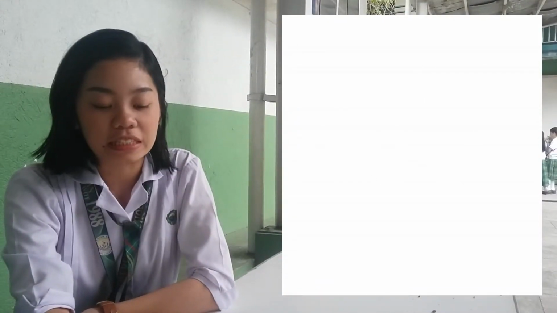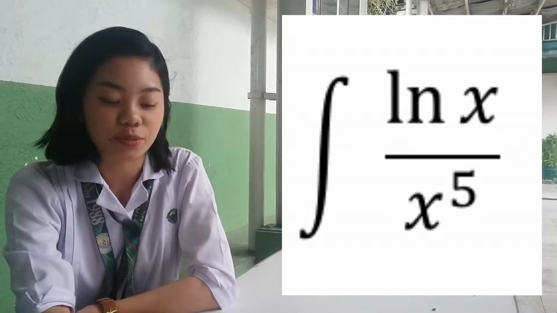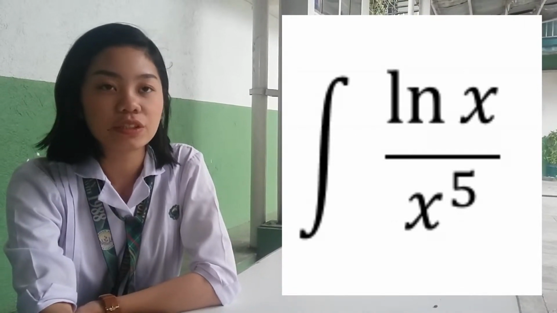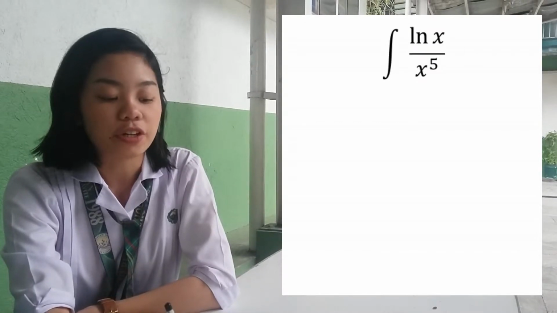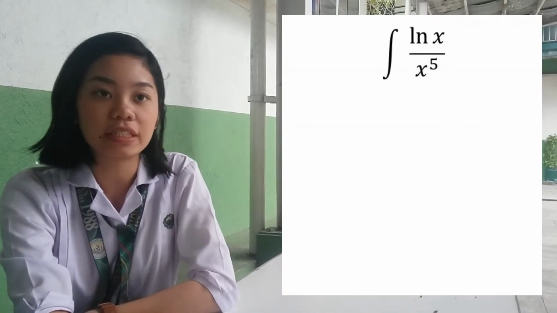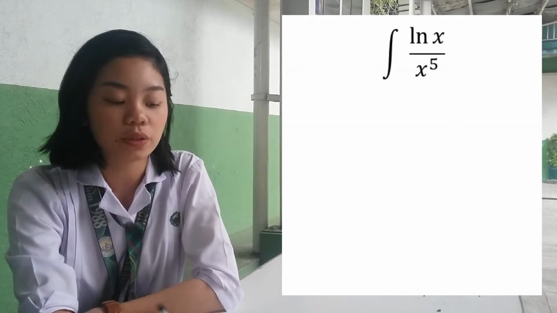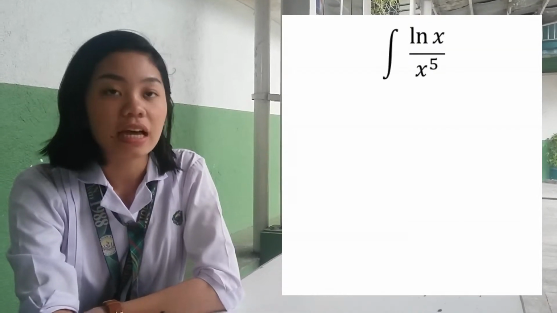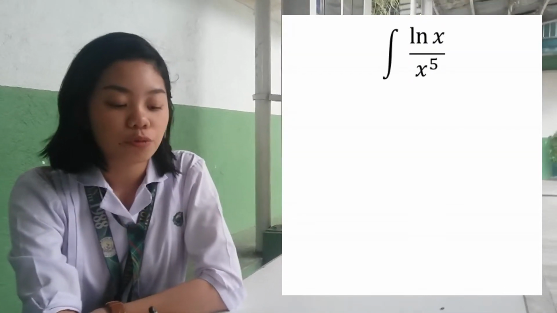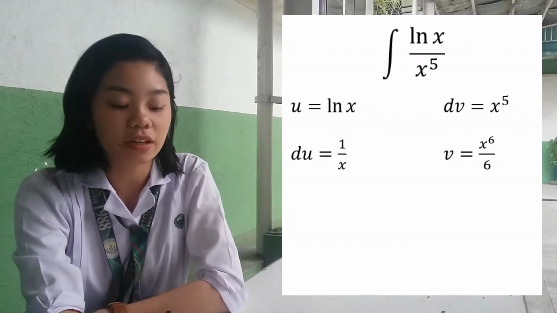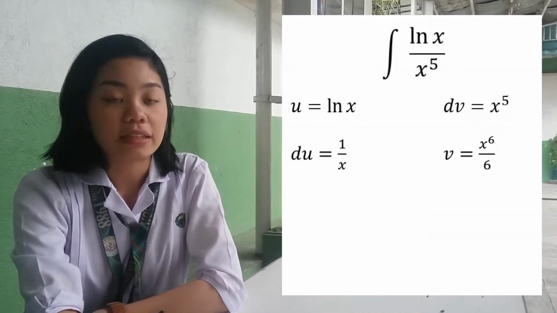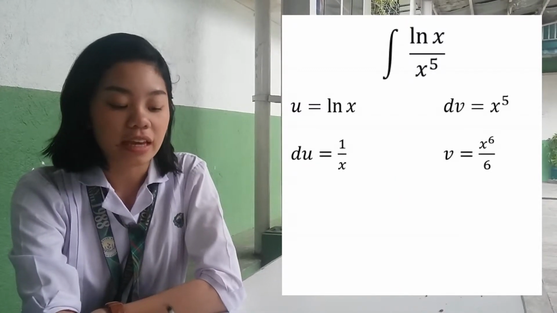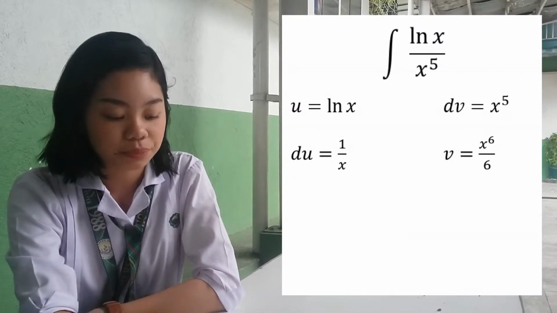The problem will be the integral of ln x over x raised to 5. So we need to get the u, du, dv, and v values. To get them, we're going to use the LIATE order. Since ln x is logarithmic, it will be used first, hence making it our u value. To get du, we are going to get the derivative of ln x, which is 1 over x.